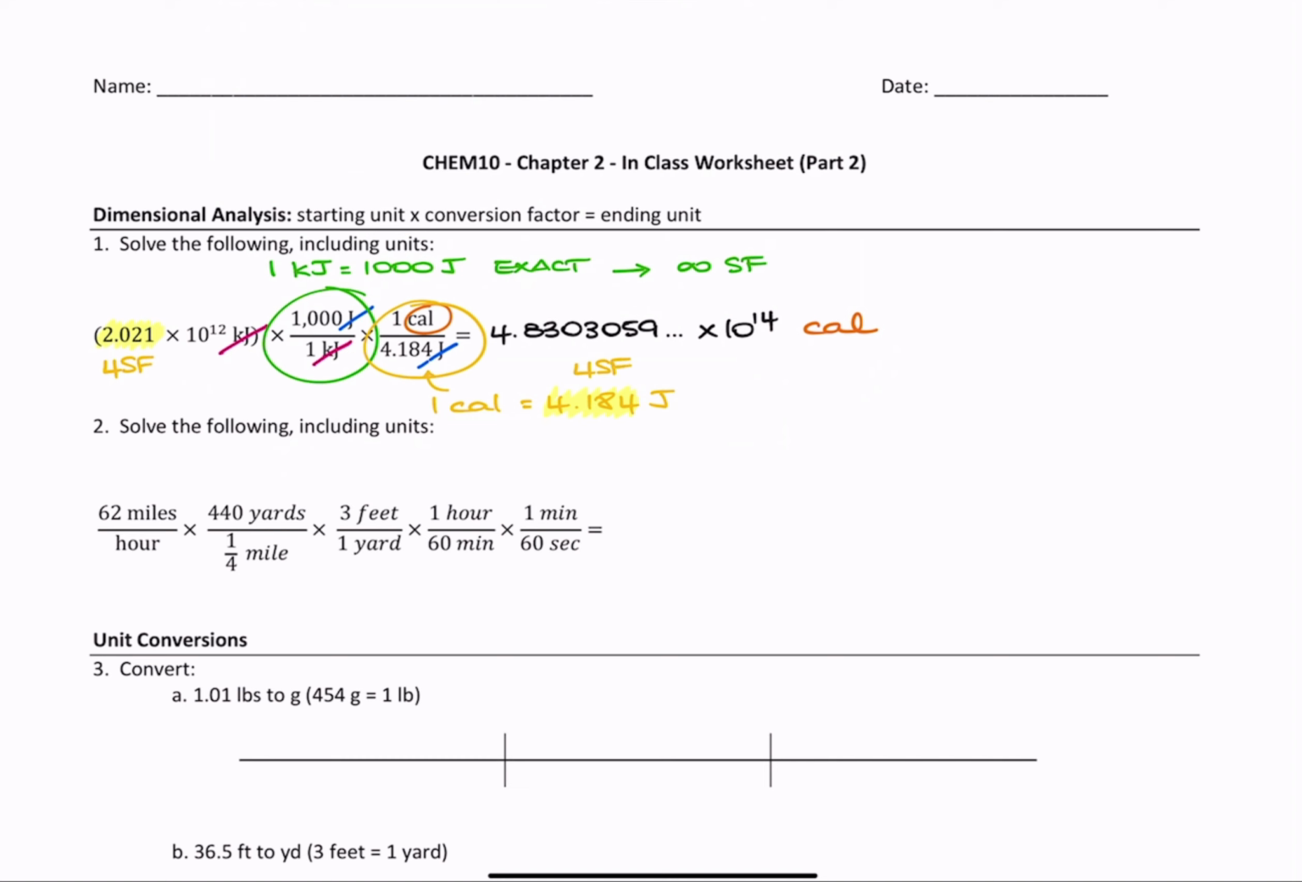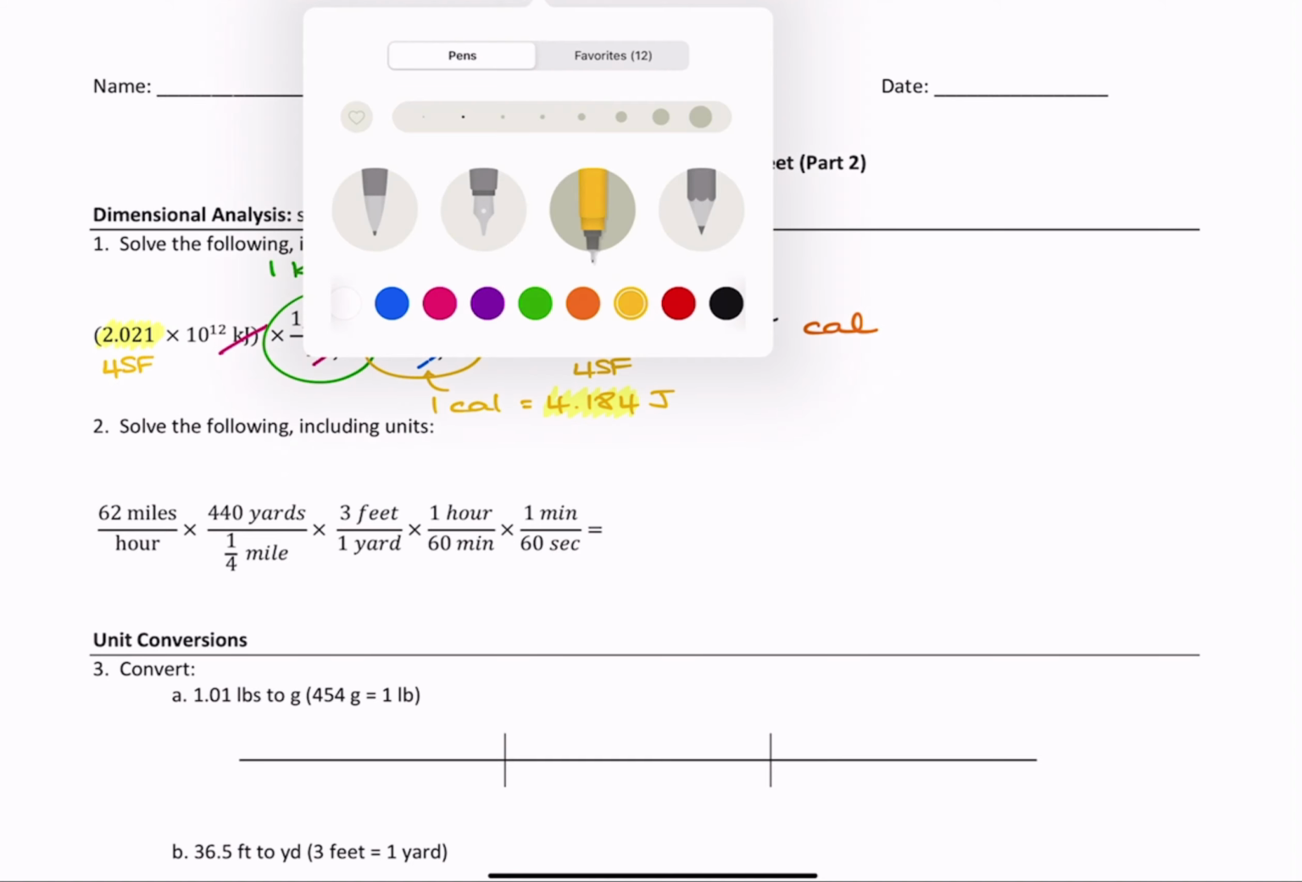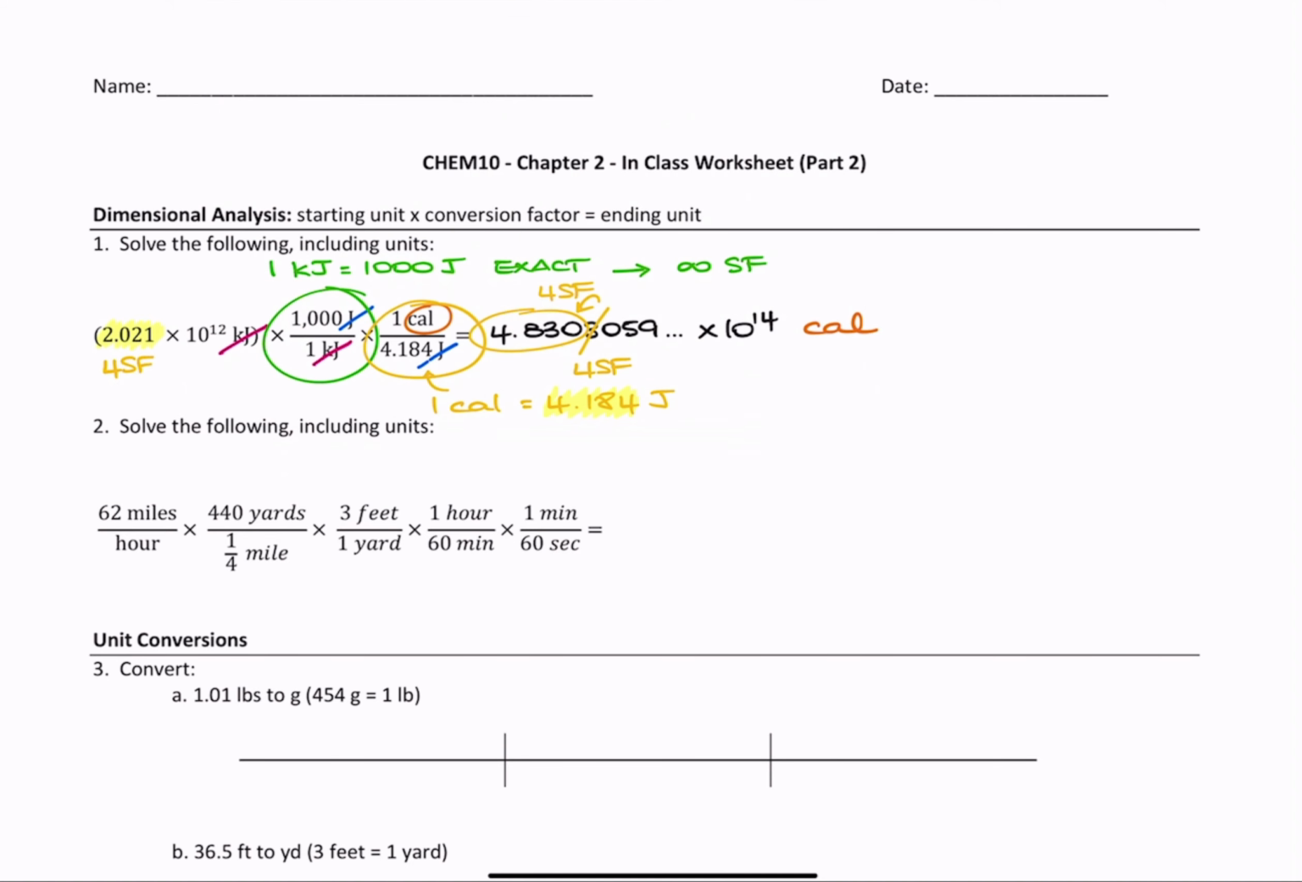In this problem, it is all about multiplication and division. So we're going to use the rule of least amount of sig figs. Therefore, our answer should be given to 4 sig figs. We're going to drop a 3. Therefore, we're going to round down. And to the correct number of sig figs, our answer will be reported as 4.830 times 10 to the 14 calories.